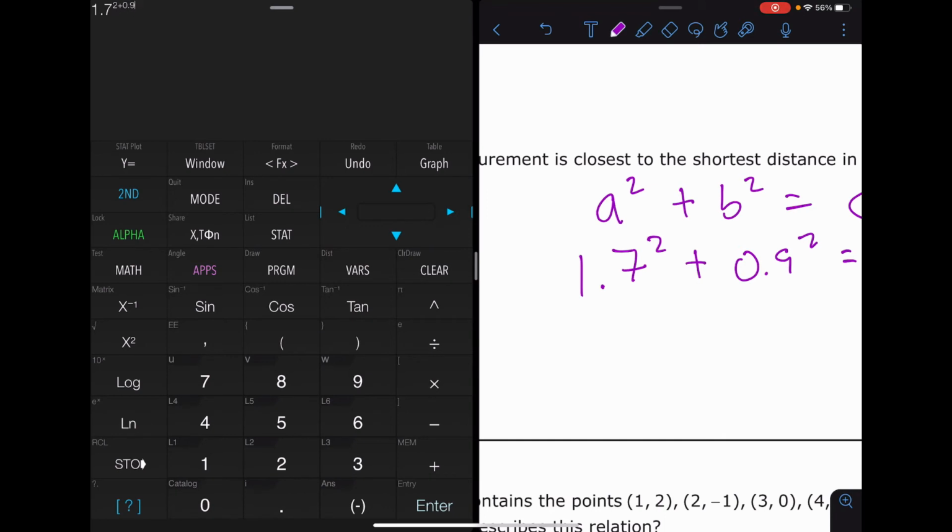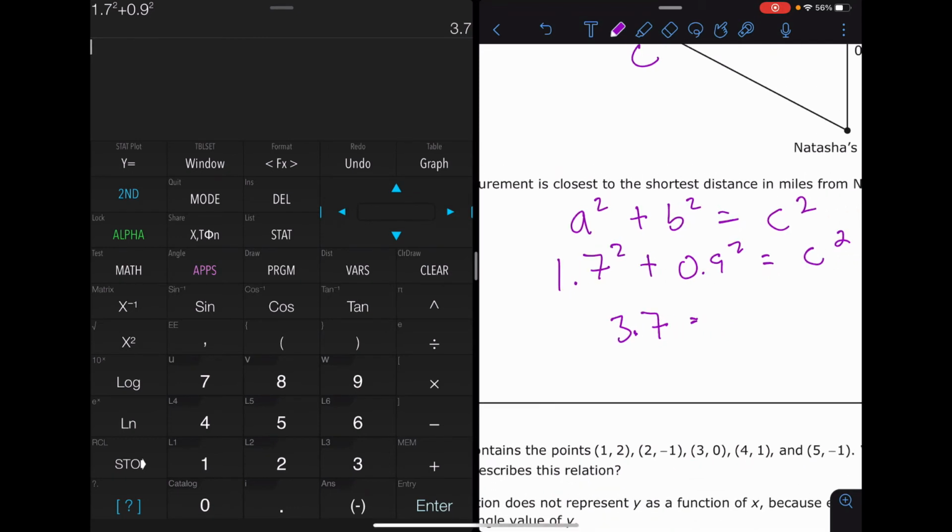Oh, do you see what's on the top left? ¿Ven lo que está acá arriba? That is incorrect. Eso está mal. So what you do is go delete or clear 1.7 to the power of 2. And make sure you hit the right arrow. El aro que está a la derecha to make it go normal, para que se sea normal. Plus 0.9 to the power of 2. This gives me 3.7 equals c squared.